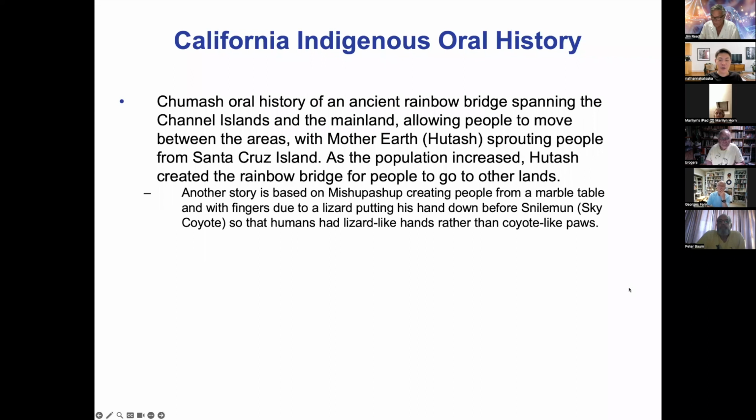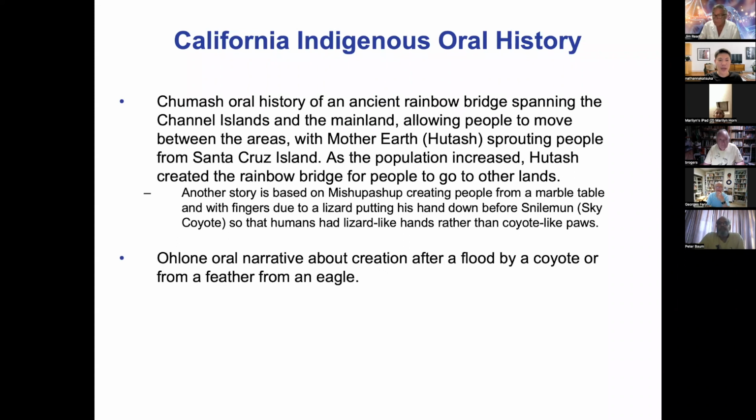California indigenous groups also have a wide array of oral history that informs views on how people were created and how humanity relates to nature. For example, the Chumash oral history talks of an ancient rainbow bridge, created by Mother Earth, or Hutash, that allowed people to move between areas, which promoted travel between the islands and the mainland. They also have an alternative creation story based on Mishopishu, creating people from a marble table. The Ohlone have an oral narrative about creation after a flood by either a coyote or a feather from an eagle.